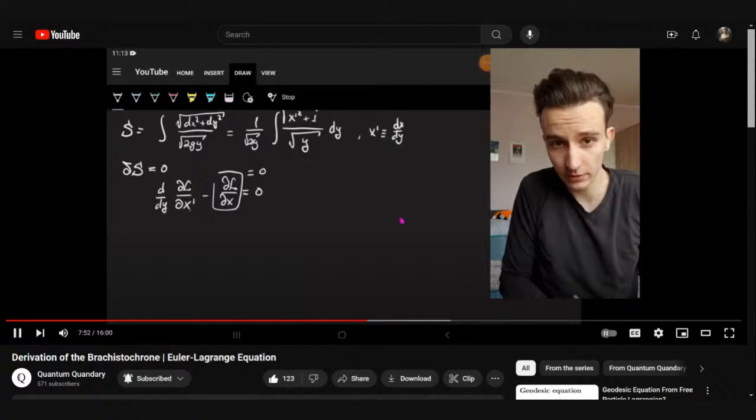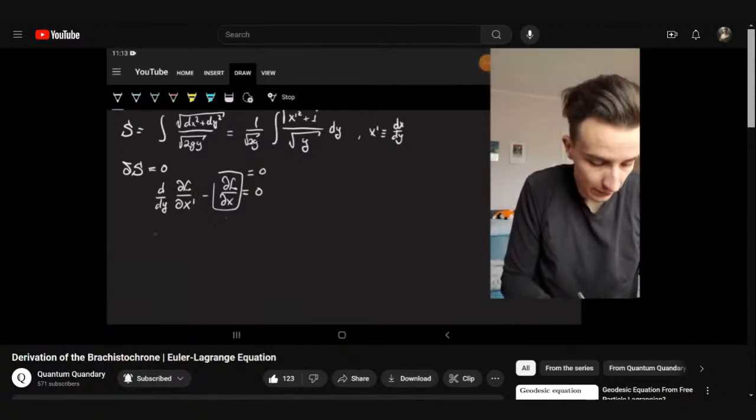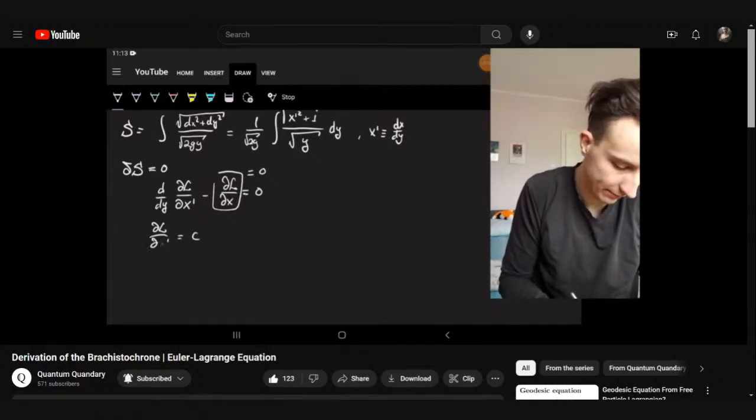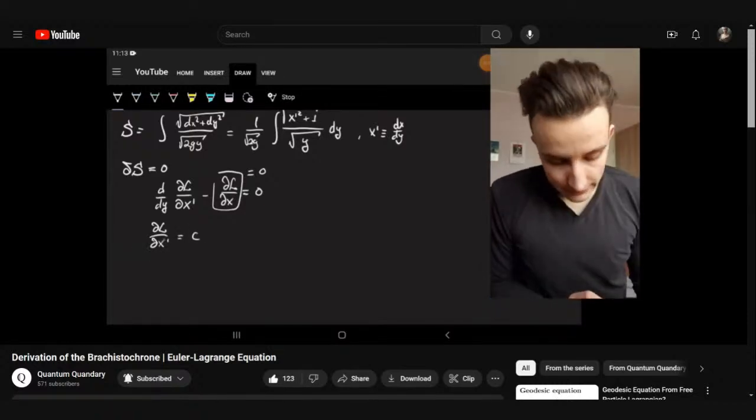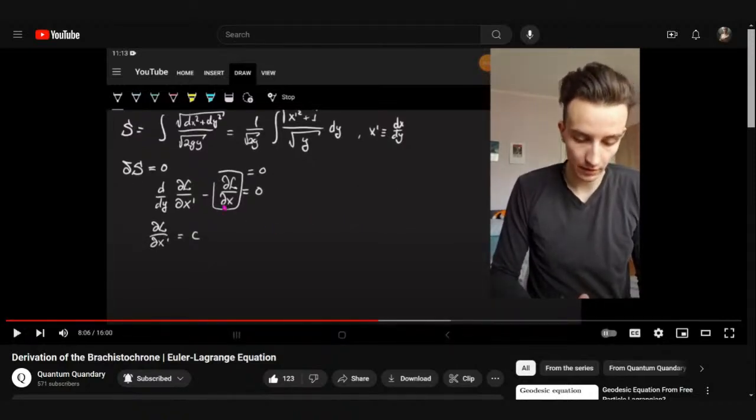The partial of the Lagrangian with respect to x prime is equal to 0. That just means that this quantity is a constant, so let's call it c, and let's differentiate it. So he says the left term is equal to 0 then. The derivative of this is equal to 0, which means this is a constant.